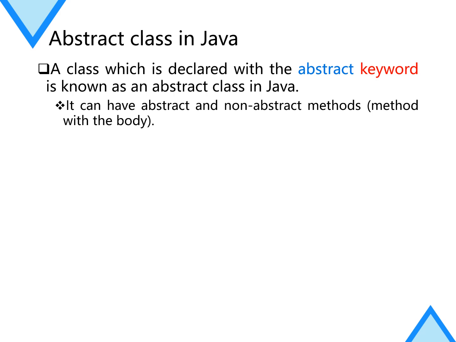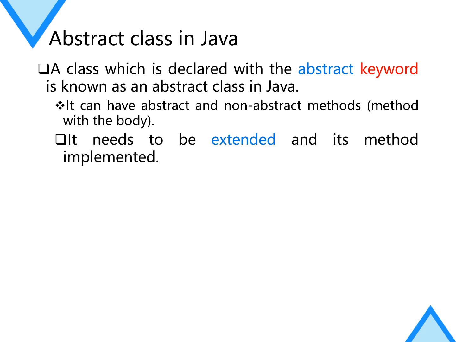subclass. The point to be noted is that an abstract class must be extended. We must have a subclass of the abstract class because the abstract class only has the declaration and the implementation is given in the subclass. It needs to be extended. An abstract class needs to be extended and its methods need to be implemented.